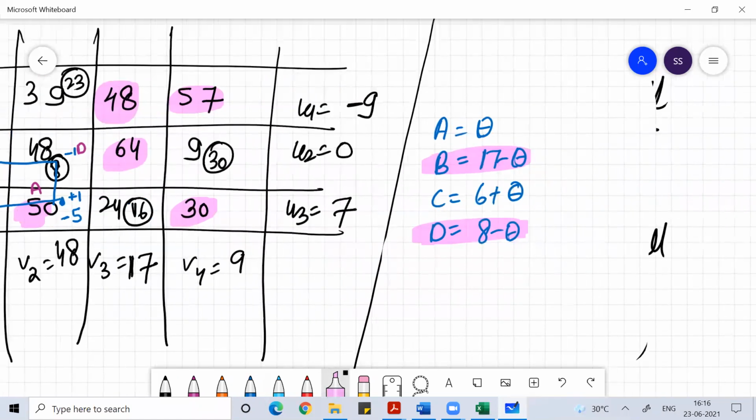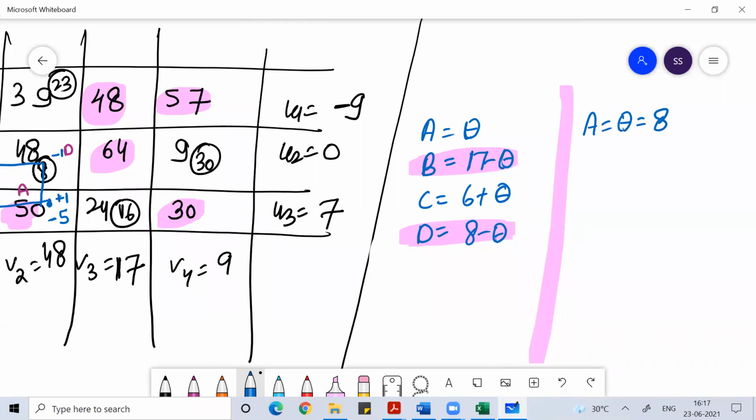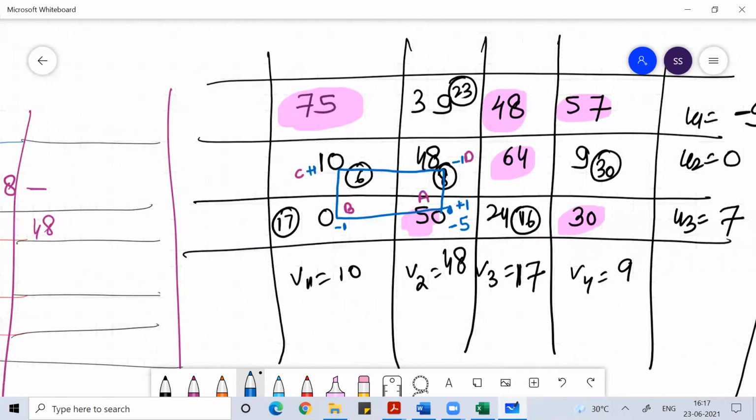The minimum is the D value, so I'll make that equal to theta. So my A is equal to theta, that would be 8. My B would be 17 minus 8, which is 9. My C would be 6 plus 8, which means 14. And my D would be 8 minus 8, which is 0. I got this allocation. Now this allocation I'll put on the same cells. Then I'll see whether we got optimality or not.